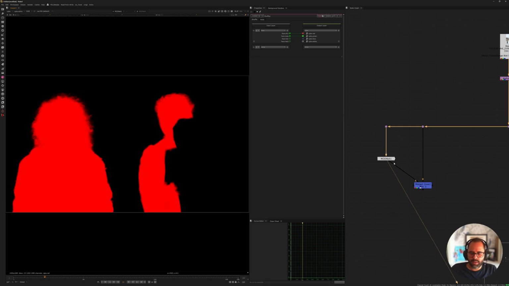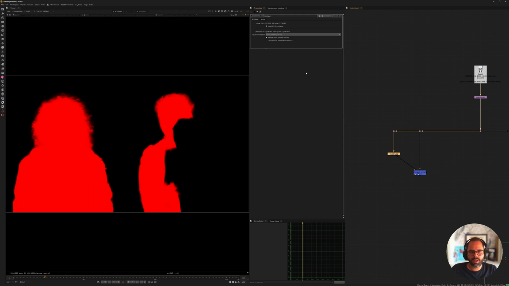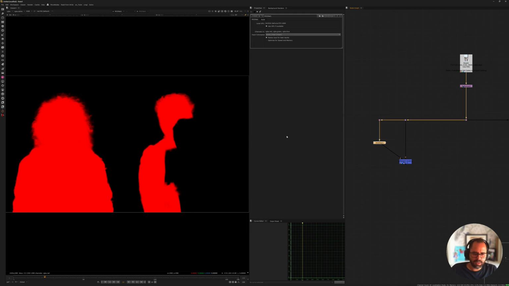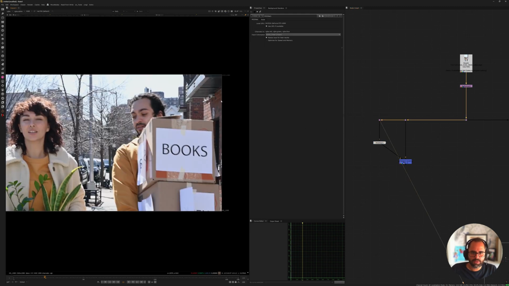So this is gonna be slower or faster depending on your hardware, right? And most of these nodes are very, very hungry for memory, and they can sometimes hang your Nuke session depending on what you're running. So just keep in mind that some of them have this optimized for speed and memory option here, and I definitely find myself using it depending on the tool. ModNet seems to be pretty good, and this is only an HD plate, so it's very forgiving.